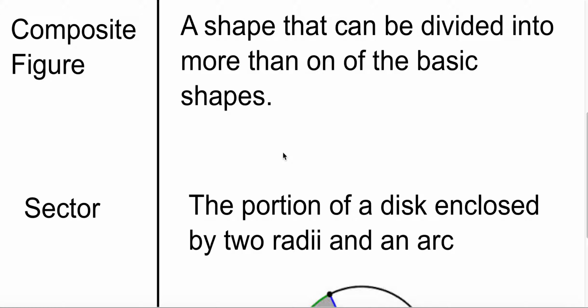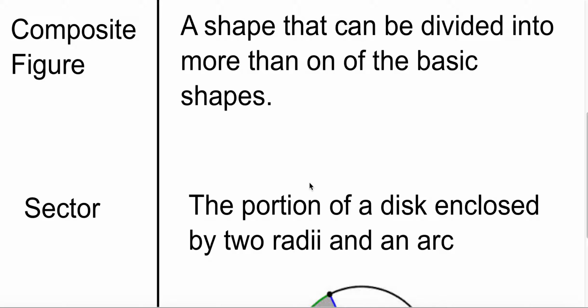A composite figure is a shape that can be divided into more than one of the basic shapes. I usually think of an ice cream cone, which is a triangle and a semicircle, or a house, which is some sort of square or rectangle with a triangle on top. That would be a composite figure because it's made up of more than one figure.